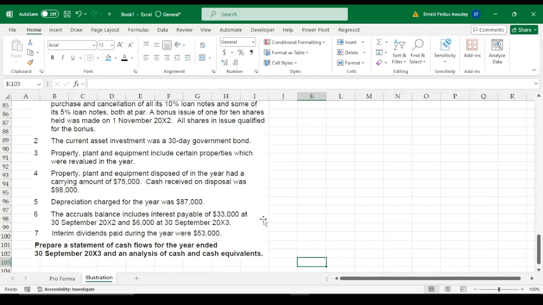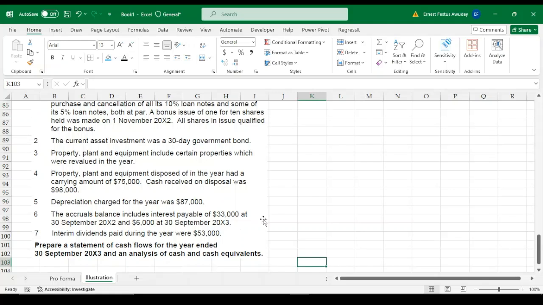The second additional information says that the current asset investment was a 30-day government bond. 3. Property, plant, and equipment include certain properties which were revalued in the year. Note number 4 says property, plant, and equipment disposed of in the year had a carrying amount of $75,000. Cash received on disposal was $98,000. The fifth additional information says that the depreciation charge for the year was $87,000.